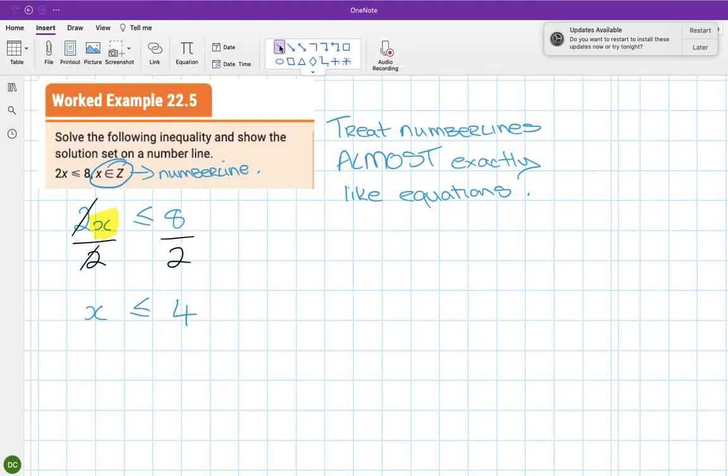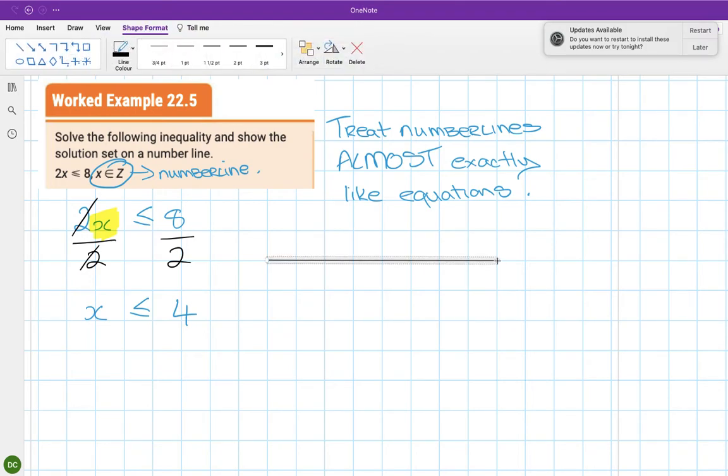I'm going to throw down a number line. There's my number line. Again, I'm not really concerned with how long it is. I'm just going to give myself 3, 4, 5, 6, 7, 8, 9. Okay, so this translates to x is less than or equal to 4. And if you remember from up above, we're talking about integers.